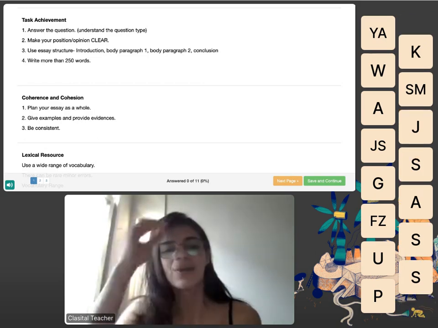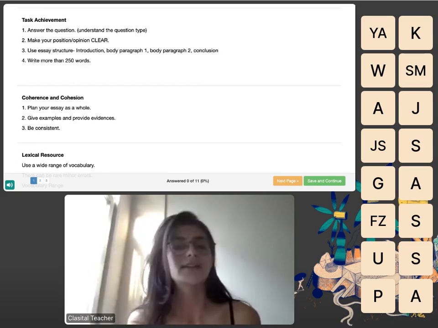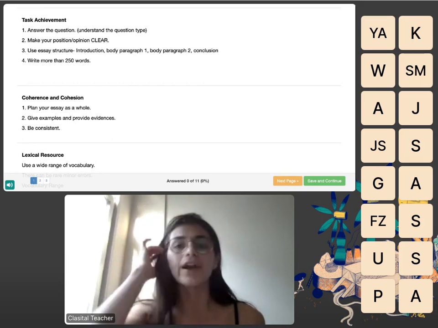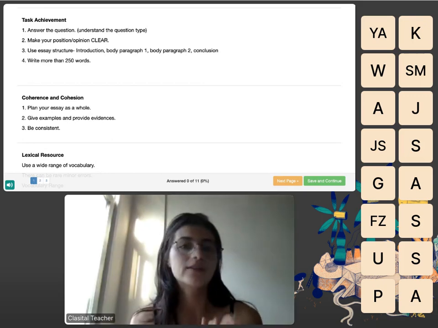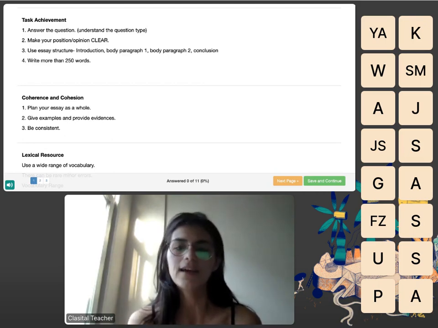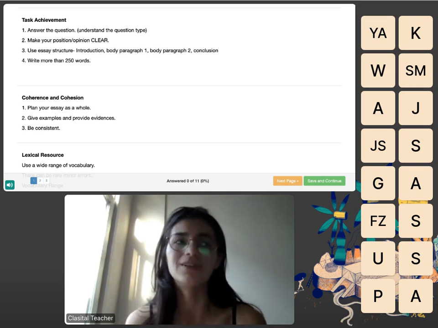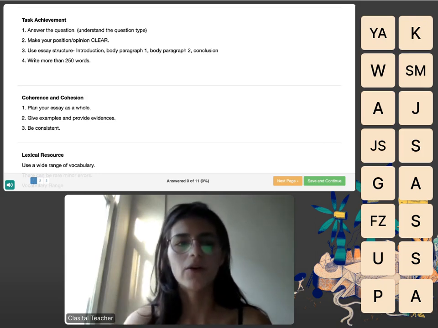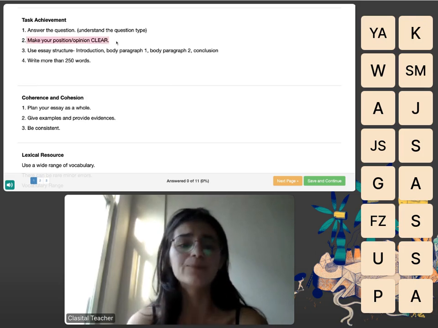And while writing your essay, especially your body paragraphs, you need to give examples and provide evidence, so provide supporting points for your arguments. If you cannot write relevant examples or good supporting arguments and ideas, your band score in terms of coherence and cohesion will not be that great. And you need to be consistent throughout your essay. This is similar to your position, your opinion.